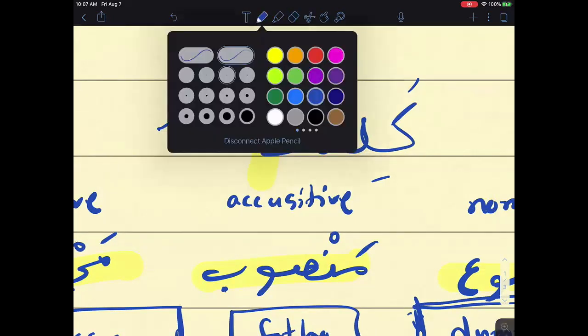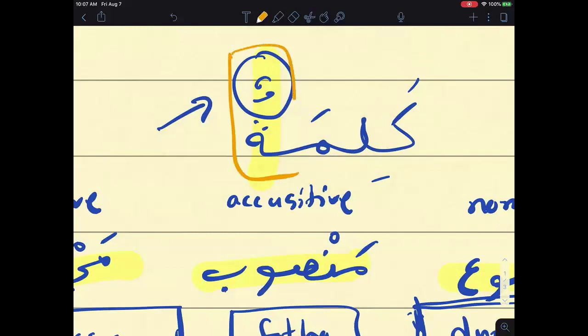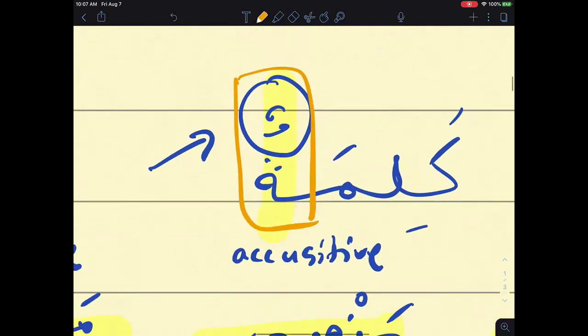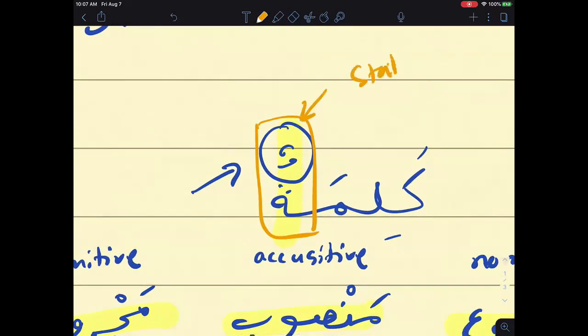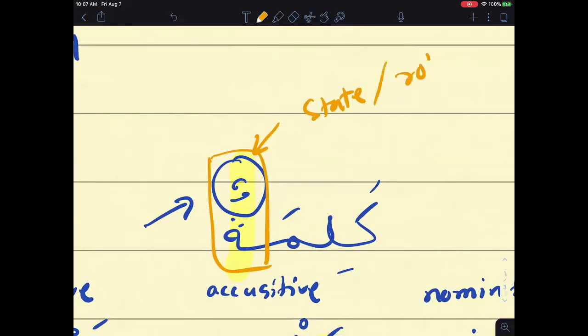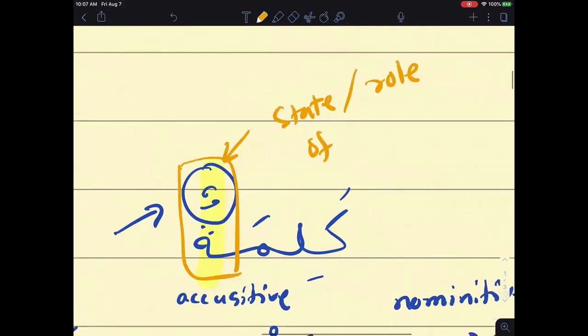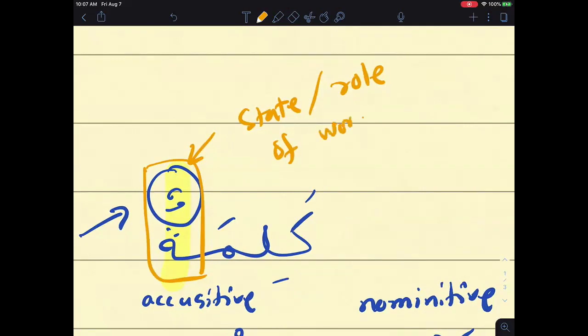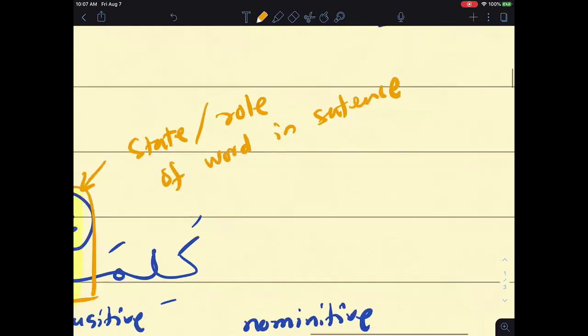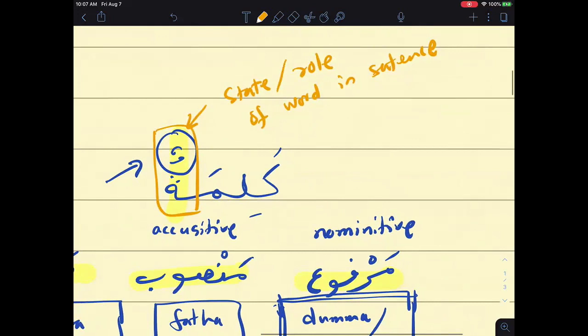If you understand this concept, then it will make sense why we're saying genitive, nominative and accusative. This indicates the state, or I can write, the role of the word in the sentence. You guys are pretty comfortable with my misspelling all the time by now. If you understand that we are talking about state, then you're thinking: is it a subject? Is it an object? What kind of situation? That's what it indicates. So we have to think from the state perspective.